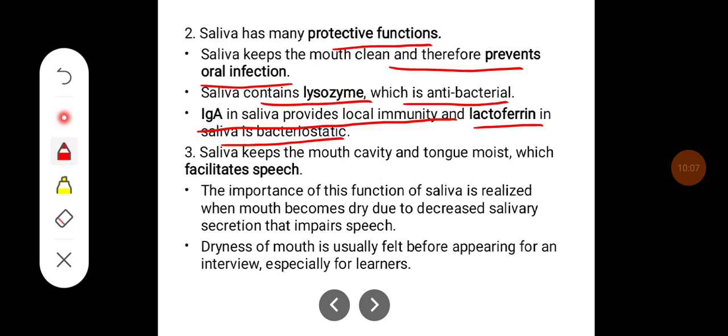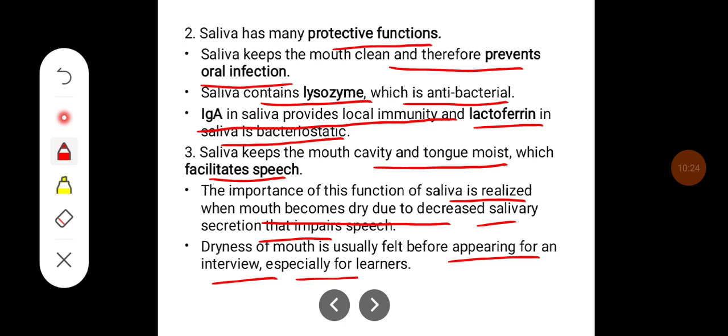Saliva keeps the mouth cavity and tongue moist, which facilitates speech. The importance of this function of saliva is realized when mouth becomes dry due to decreased salivary secretion that impairs speech. Dryness of the mouth is usually felt before appearing for an interview, especially for learners.